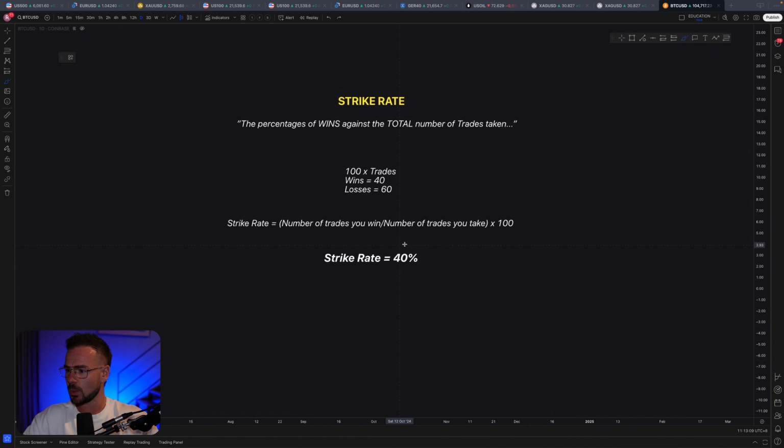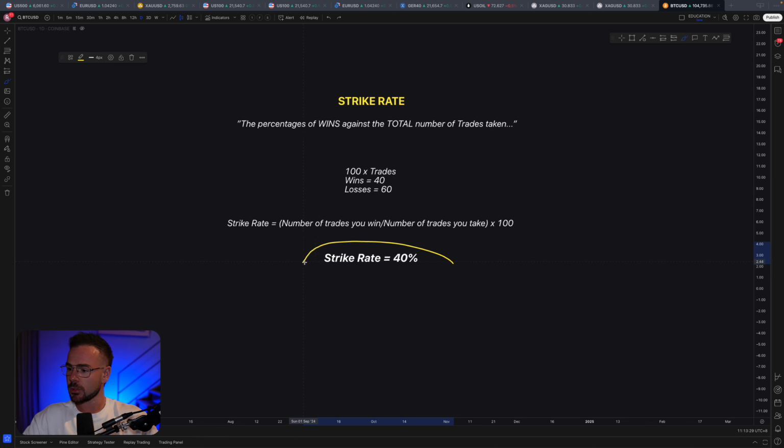To figure out your win rate, essentially you take the total number of trades and look at how many wins you had and losses. So the number of trades you win, divided by the number of trades you take, times 100, gives you your strike rate. If you took 100 trades and you won 40 of them, meaning you lost 60, your strike rate is 40%, or your win rate is 40%.